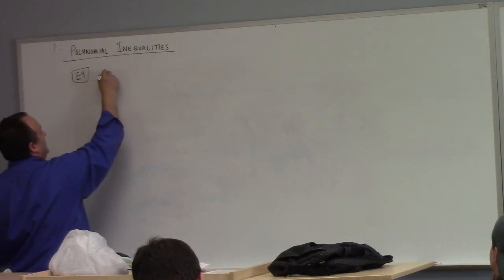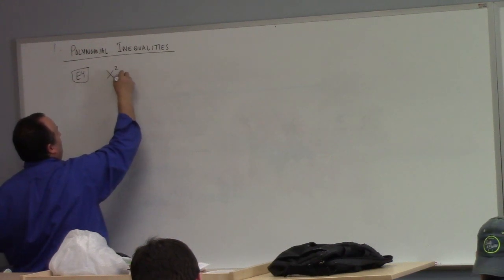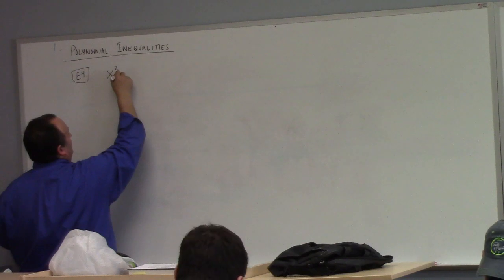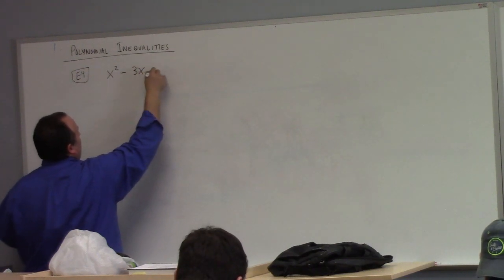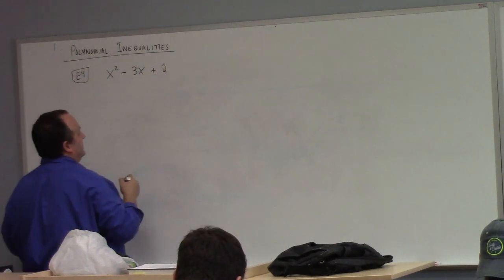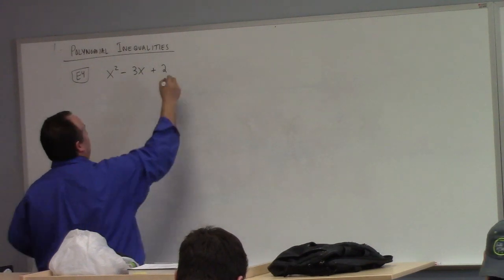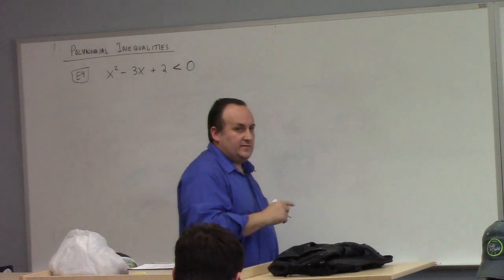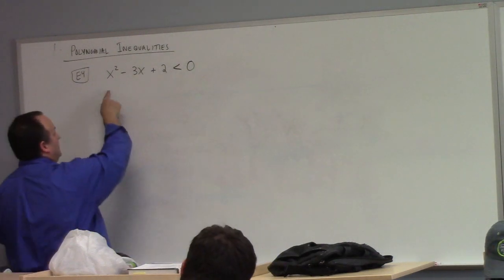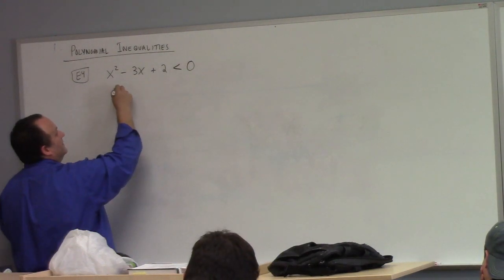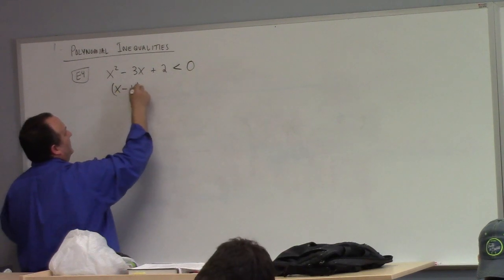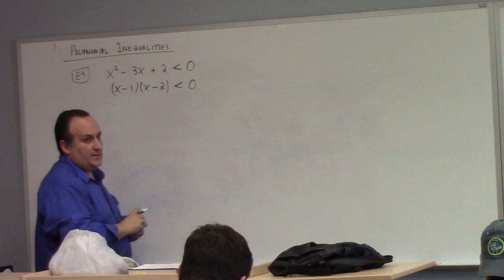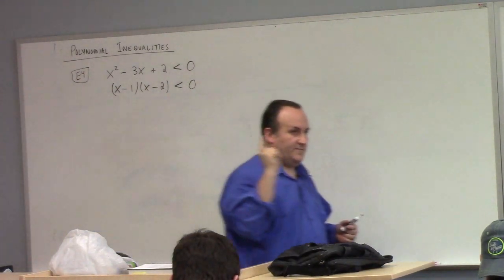Suppose we want to solve x squared minus 3x plus 2 less than 0. You want to solve this inequality. How do you do it? Here's how you do it. You factor this. x minus 1 times x minus 2 less than 0. Step number 1, factor.